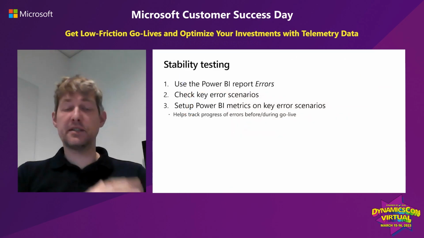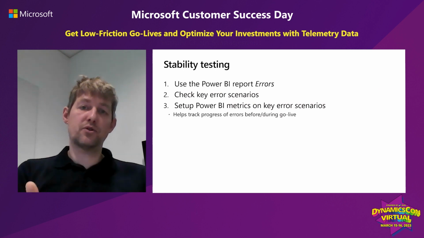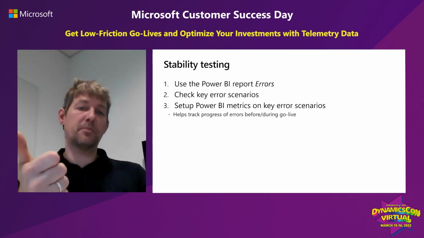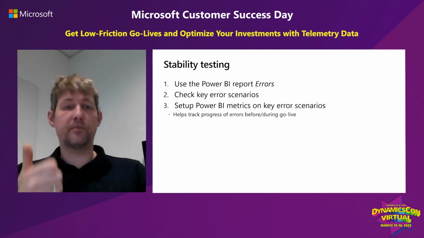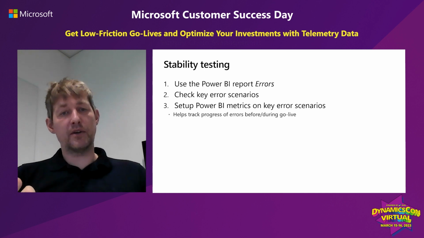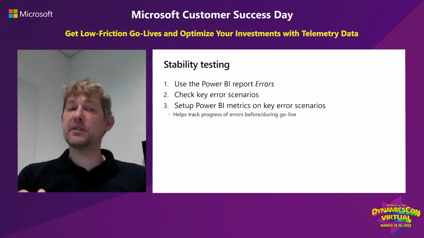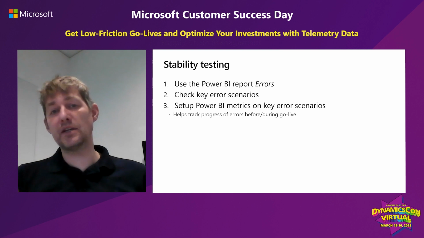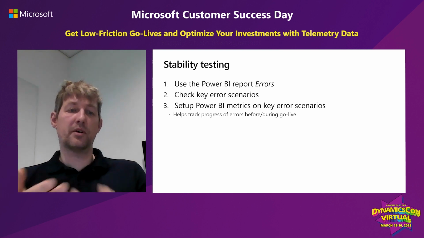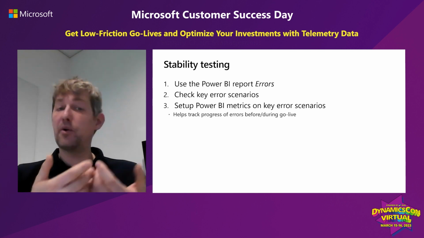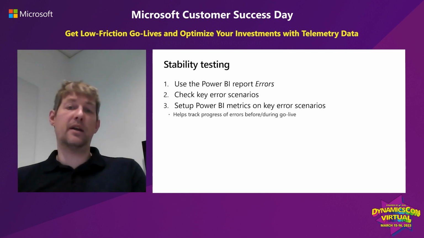Right, so for stability testing for go live, just to summarize, use the Power BI report for errors and check your key error scenarios in there, and maybe set up Power BI metrics on these so that you track progress of these both before, during, and after go live.